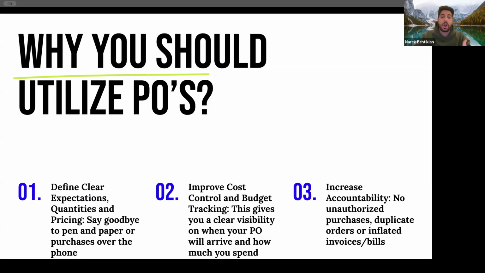Another thing that purchase orders are going to help you with is to improve your cost control and track your budget. This gives you clear visibility on how much your purchase order is going to be, and when it is going to arrive. Because with the purchase order, the good thing is that you have deadlines with your vendors that you're agreeing. You have an approval deadline, and most importantly, you have a delivery deadline.